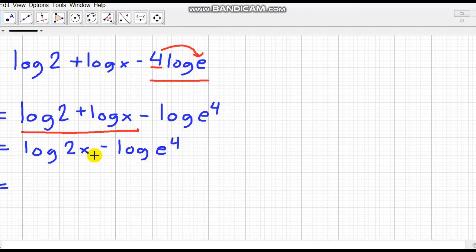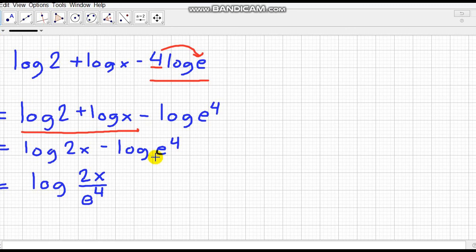Let's take a look at this sign here. It's subtraction. So logarithm of 2x minus logarithm of e raised to the 4th power. In this scenario, we will be applying the logarithm of a quotient. So 2x divided by e raised to the 4th power. The expression will now become logarithm of 2x over e raised to the 4th power. So we're able to express this entire logarithmic expression into a single logarithmic term.